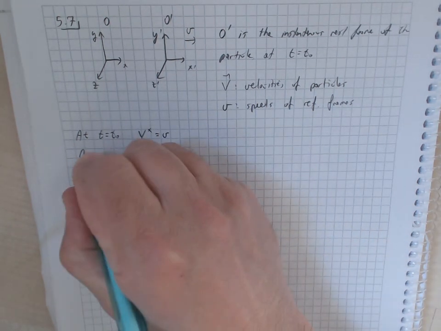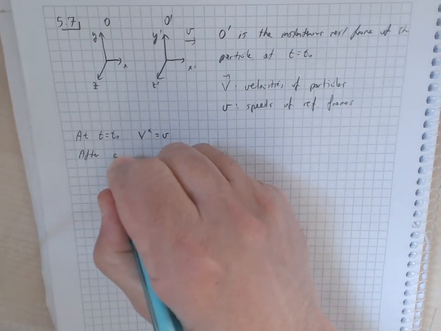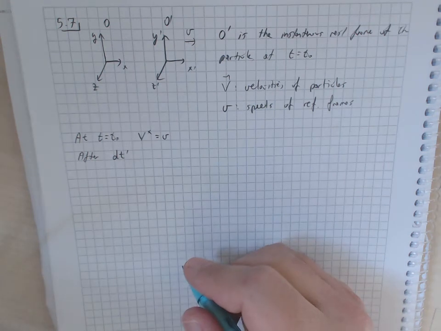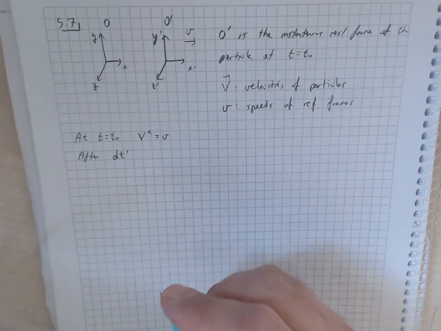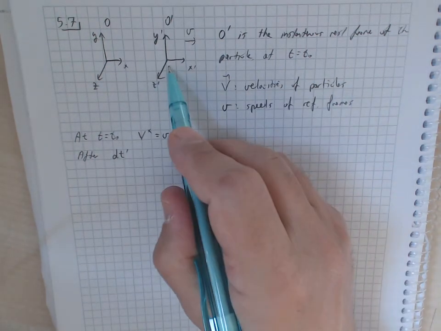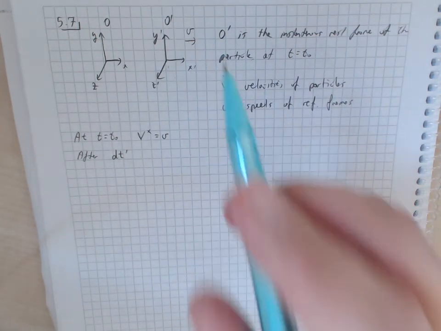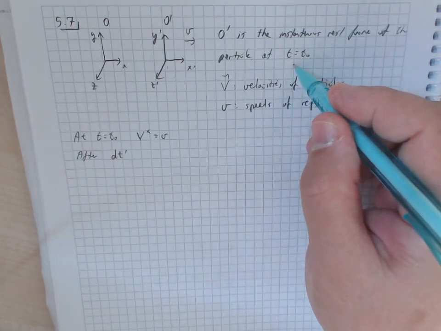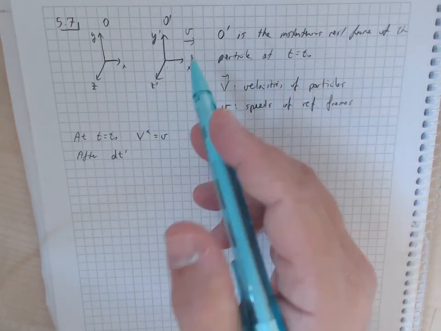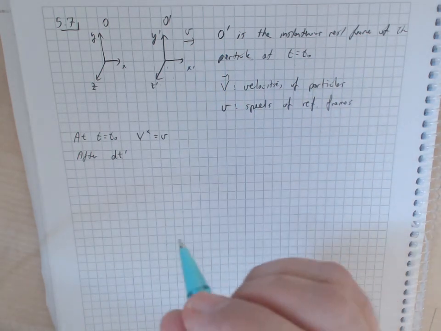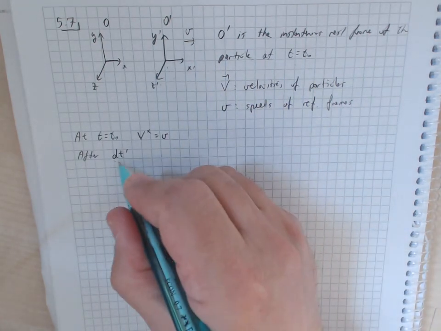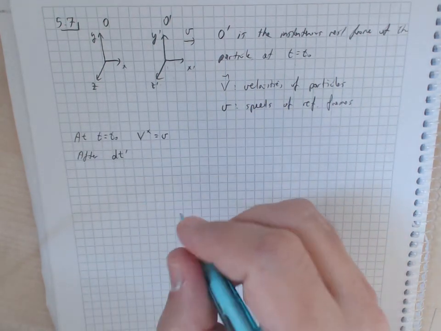Now after some infinitesimal time dt prime passes, the particle is going to have some velocity in this reference frame. So remember, this reference frame is moving with constant speed. Only at this instant, t equals t zero, it is the instantaneous rest frame, right? It's not following the particle, it's not accelerating. The particle itself is accelerating. So only at this instant, it's going to have zero velocity in this reference frame. After some dt prime passes, it is going to have some velocity.